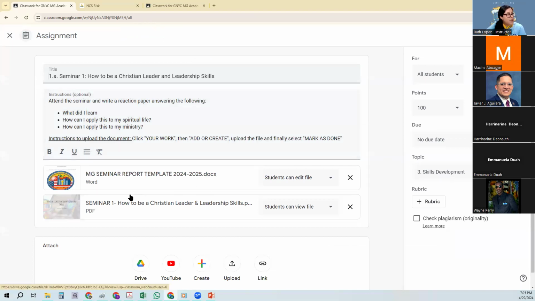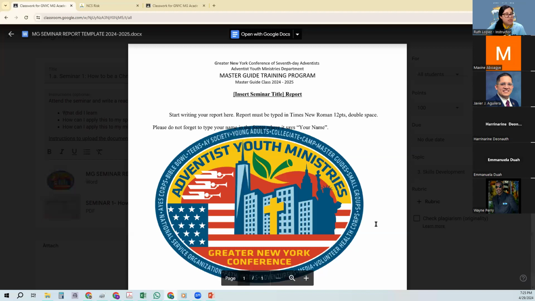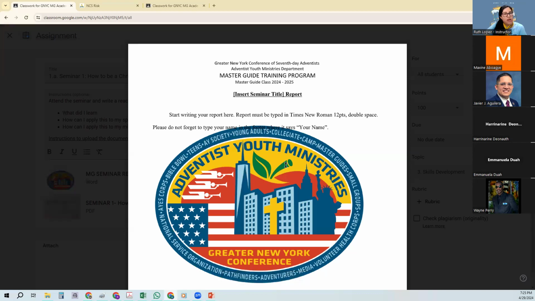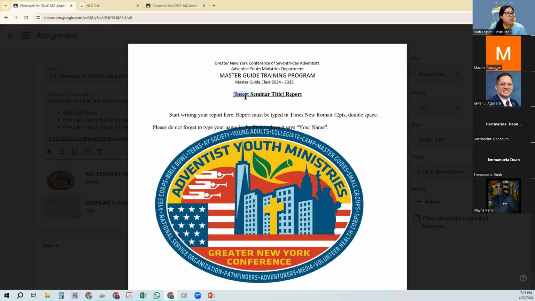So you have a template here. Some people told me that when they open it, the conference logo is too strong. However, when you download it and open it in Word, you will see that it is actually just a watermark. It shows strong here, but once you download it, it should be very faded out. And you can write your report here. You will replace the title here with Christian leadership and leadership skills.